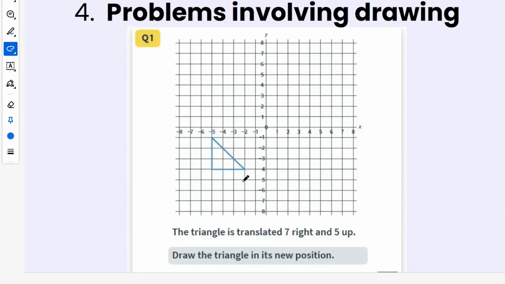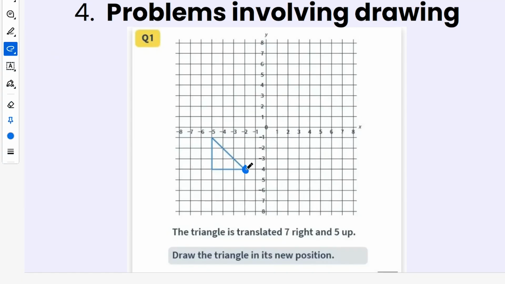Another problem involving drawing is translating shapes on a coordinate grid. The triangle is translated 7 right and 5 up. Now, with translation, you should always pick a spot on the shape. Now, I'm going to pick this bottom corner and move that spot first before you move any of the others. Okay, so first of all, I'm going 7 right and 5 up.